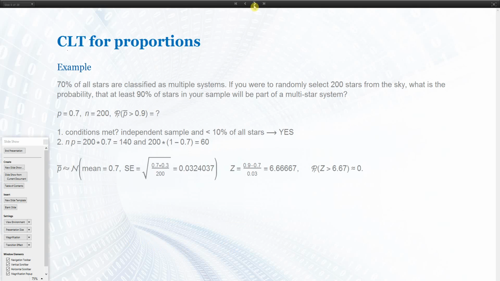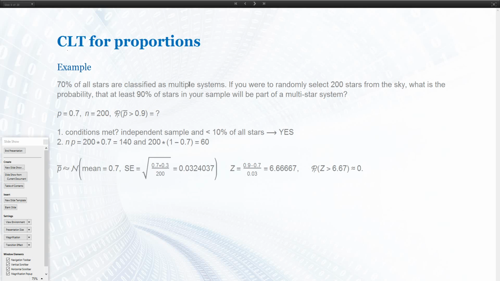So, for example, let's say we know that around 70% of all the stars are members of a multiple system. So not a single star like the sun, but double stars, triple stars, or whatever. Now we select randomly 200 stars, and what is the probability that in our sample of 200 stars we will have at least 90% that are part of a multi-star system?